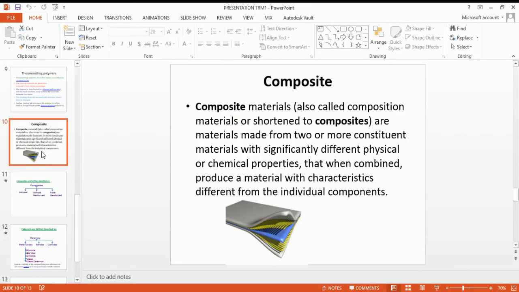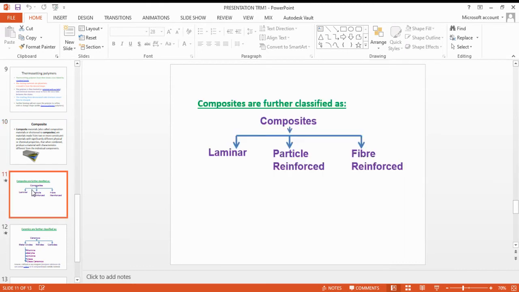Now, what is a composite? It is one type of classification of materials. Composite materials, or shortened as composites, are materials made from two or more constituent materials with significantly different physical and chemical properties that are combined to produce a material whose characteristics differ from the individual components. Now, categories of composites: we have laminar composites, particle-reinforced composites, and finally fiber-reinforced composites.